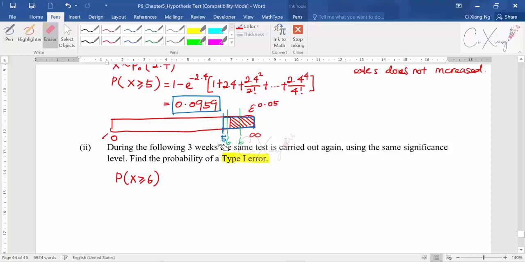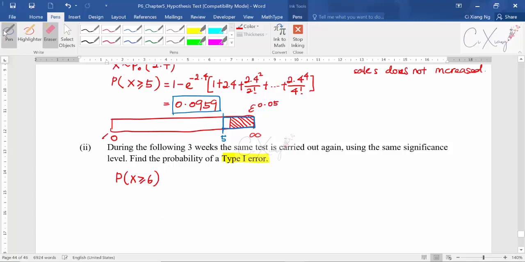I already have the area for x greater equals to 5. So the next value I use will be x greater equals to 6. Usually students will ask me how I know I should start from 6. Can I start from 7, 8 or what? No, because from this part you know that 5 is here, so you should try the next value, which is the 6. So this is how I decide it.